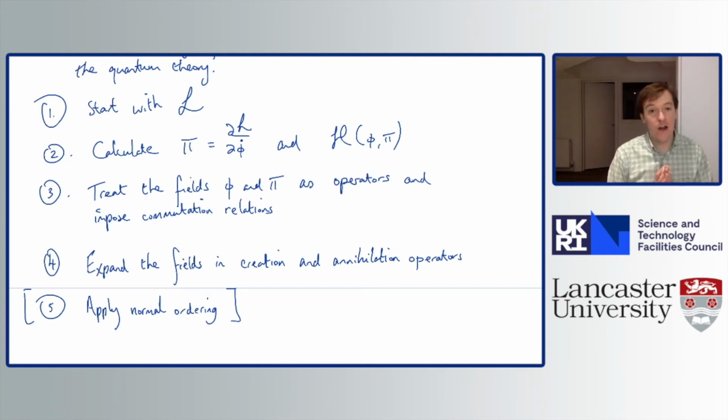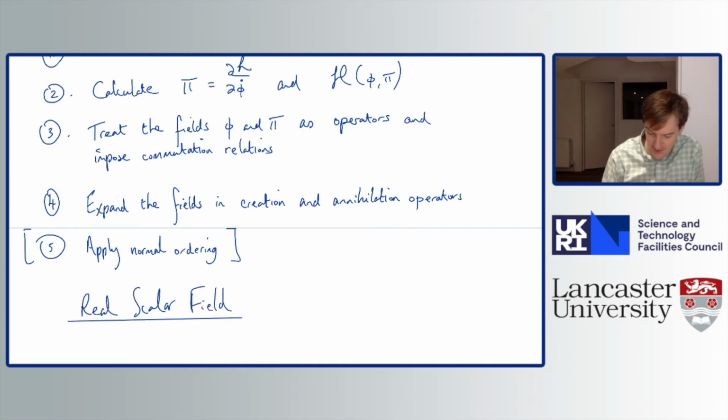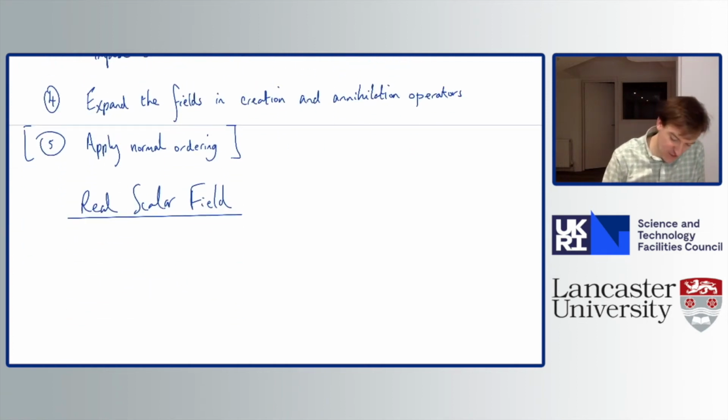So we know of a Lagrangian that we've been looking at. We've been looking at the real scalar field. So why don't we apply this recipe to this theory that we've been considering. And hopefully we'll end up with a quantum theory at the end of it. Okay, so step 1 was to write down the Lagrangian. So let's just do that. Done it many times now, so it should be familiar to you.